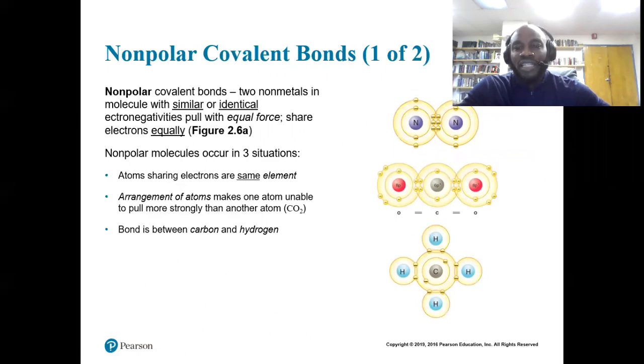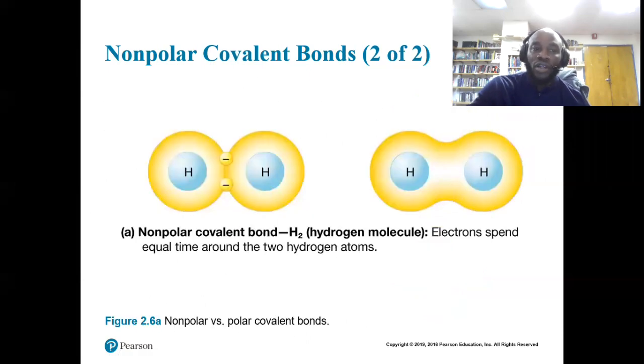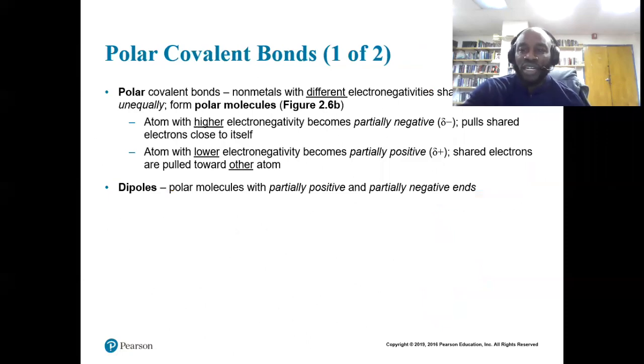We have this concept also known as nonpolar covalent bonds. 2 nonmetals with similar or identical electronegativities pull with equal force and share electrons equally. Right, so this is considered nonpolar. So nitrogen, carbon dioxide, methane, these are all considered nonpolar covalent bonds, or just your basic covalent bonds. They share the electrons, and the electrons spend equal time around both nuclei. But you can also have polar covalent bonds.